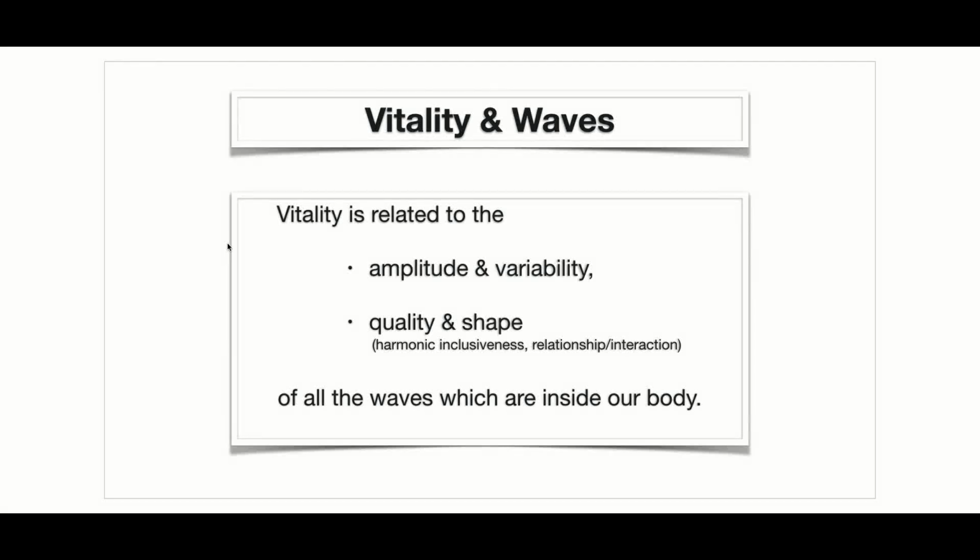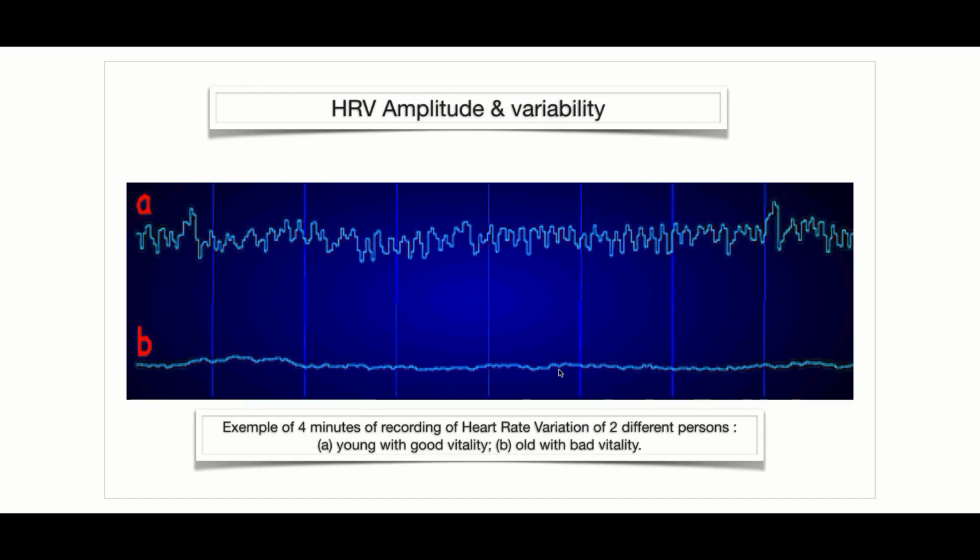Vitality is related to the amplitude and the variability of waves, or what HRV and all the stuff we have inside the body. And then it's also related not only to the amplitude and variability, but also the quality, which leads to coherence of all the waves inside the body. And so Dan says harmonic inclusiveness, relationship, interaction, and you will see.